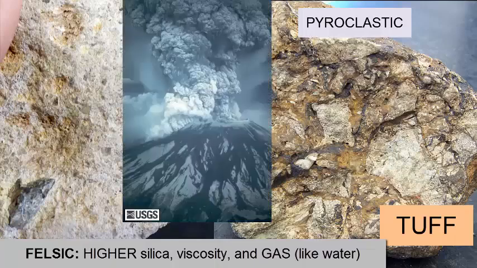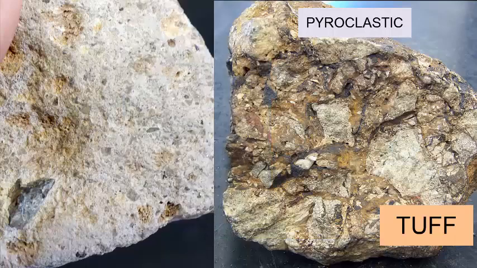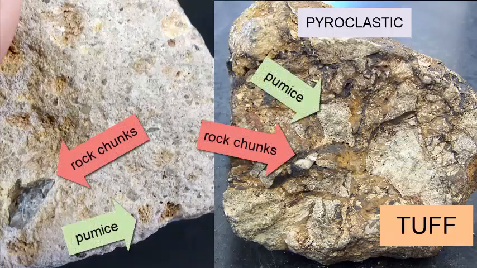And the higher the viscosity, the harder time the gas has escaping the magma, so the more likely it will collect within and allow pressure to build. This rock is pyroclastic because we see chunks of rocks, crystals, and pumice pieces in a matrix of ash, so this rock is a tuff.